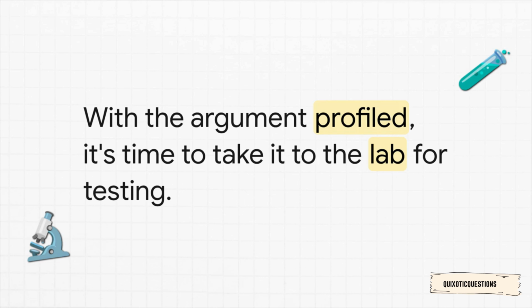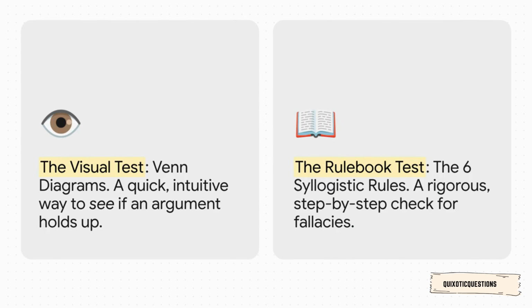We're taking this argument to the lab to run it through 2 really rigorous tests that will tell us, once and for all, if it's valid or invalid. So our lab has 2 main tools. The first is the visual test. This is where we use Venn diagrams to literally see if the logic holds up. The second is the rulebook test, a checklist of 6 unbreakable laws of logic. And if an argument violates even one of these, it's invalid.